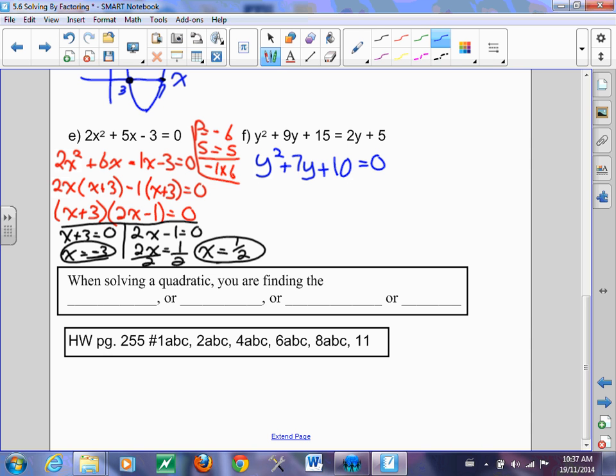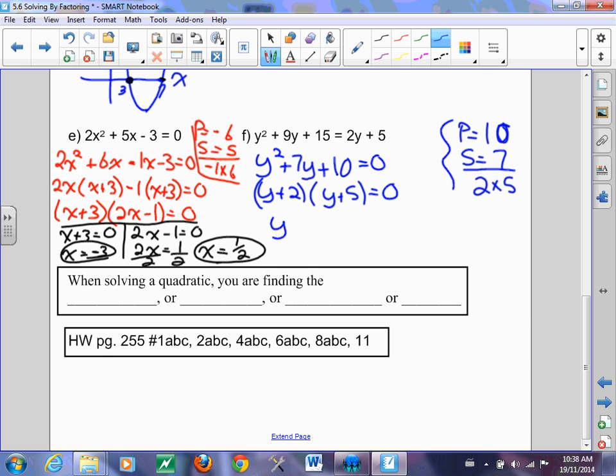Okay, good news is, guys, that's a simple trinomial with a product equaling 10 and a sum equaling 7. Our two numbers there are 2 and 5. Okay, so we've got y plus 2 times y plus 5 equals 0. Okay, zero product property, get the opposite of what you see when it's simple. So y equals -2 or y equals -5.